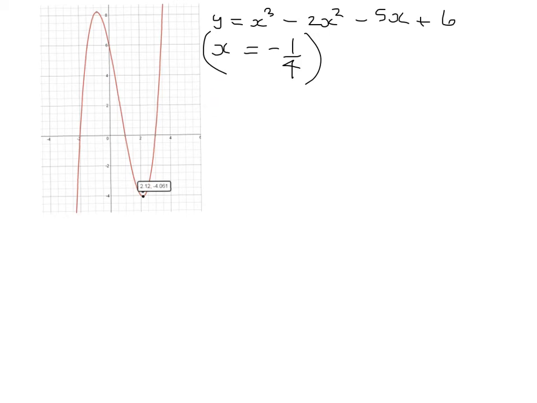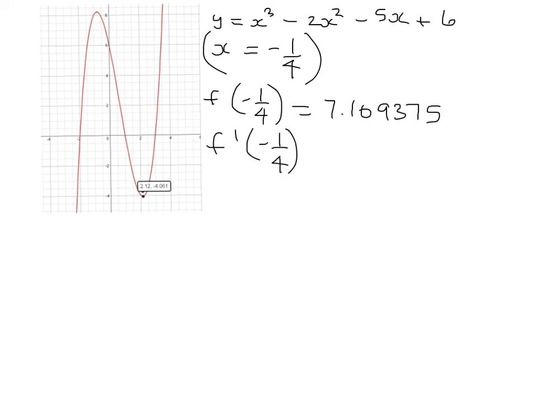So, f of -1/4, and I've prepared it earlier, is 7.109375. You can check that if you like. I know some of you will. And the derivative at -1/4 is -3.8125.